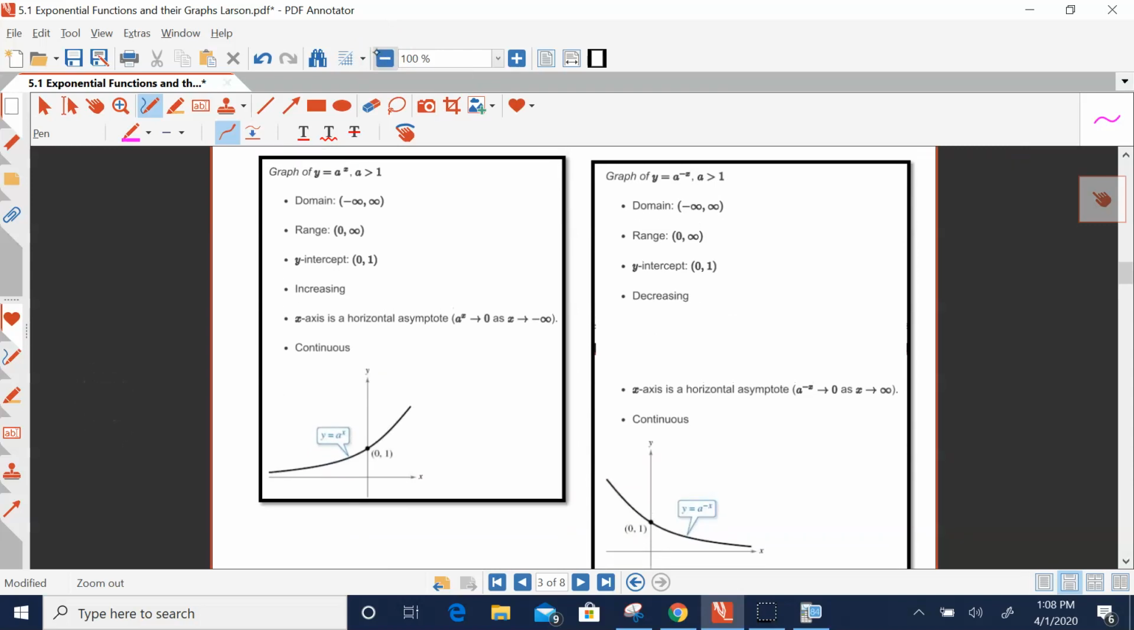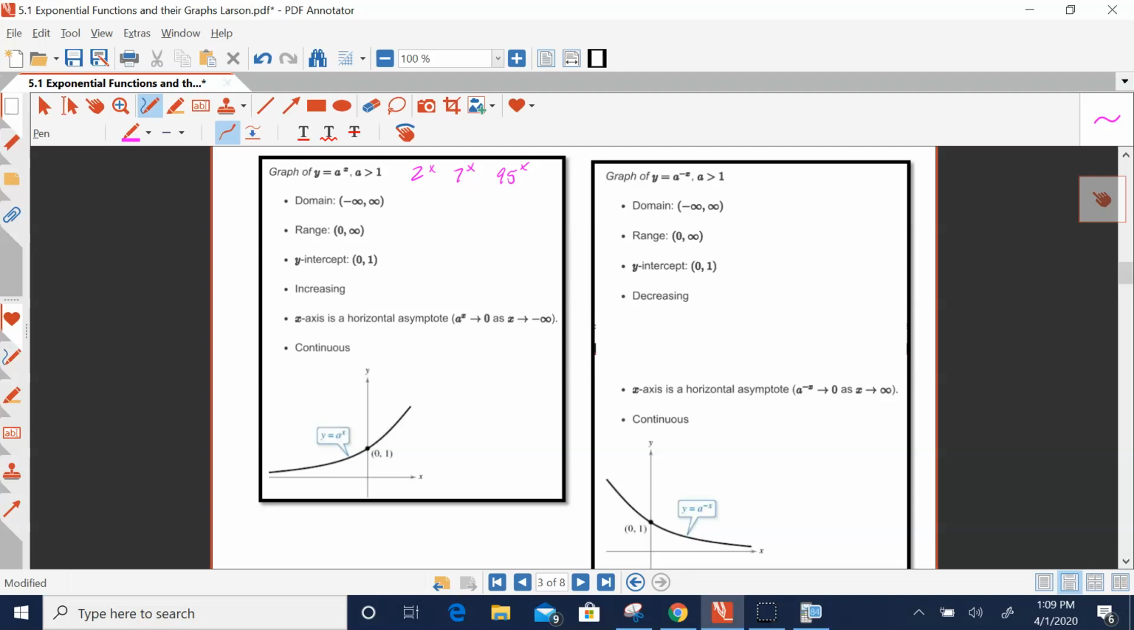Okay, so let's look at the graphs of an exponential function. Remember, it's y equals a to the x. And the base a has to be a number bigger than 1, and it can't be 1. So here's a case where a is bigger than 1. Let's say it's 2 to the x, or 7 to the x, or 95 to the x. That base is a number bigger than 1.